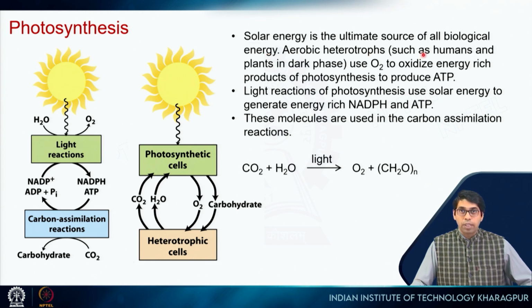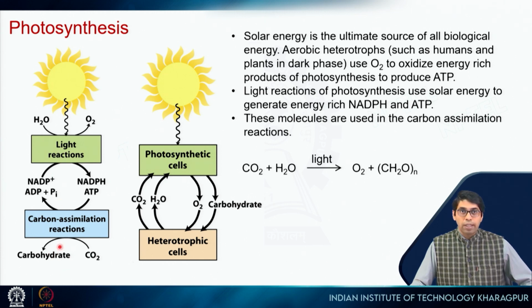Aerobic heterotrophs such as us, and plants in the dark phase. Plants also use these reactions in the dark phase. They use oxygen to oxidize energy rich products of photosynthesis. This photosynthesis produces this carbohydrate.